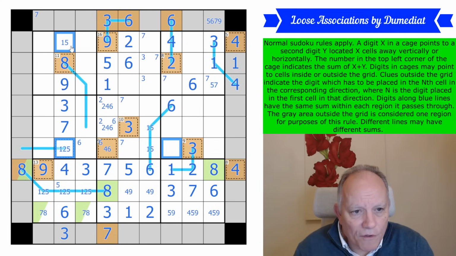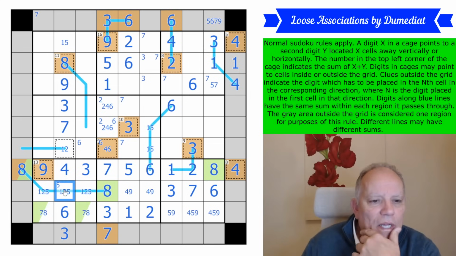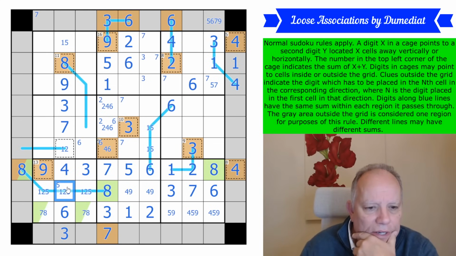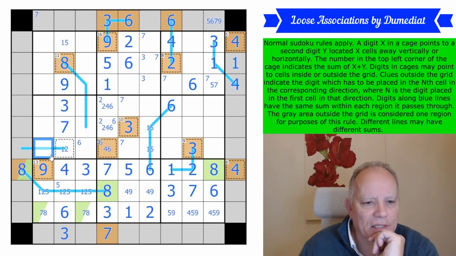1, 2, 3, 4, 5. Yes, that is not a 5. That is 1 or 2. If it's a 1, we have a 6 here. If it's a 2, we have a 5 here. That's a weird collocation. But this is 1 or 2. Now, what is this? It's not 3, 9, or 7.